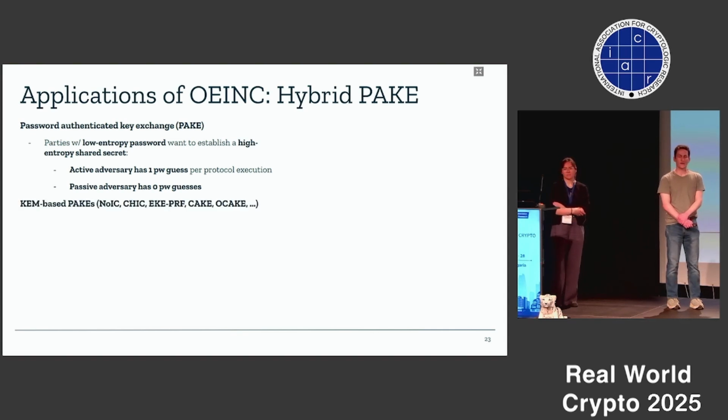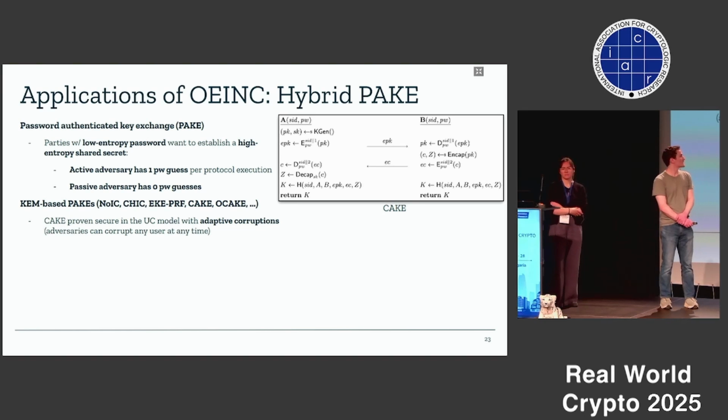So there are plenty of KEM-based password authenticated key exchange protocols that have been published recently. We'll focus on CAKE, which has been proven in the UC model with adaptive corruptions. It's the only one with adaptive corruptions as far as we know. And if you're familiar with EKE, which is the original PAKE, it kind of has this structure. You can think of this as just an ephemeral KEM key exchange, except you're encrypting the public key with the password, and you're also encrypting the ciphertext with the password.